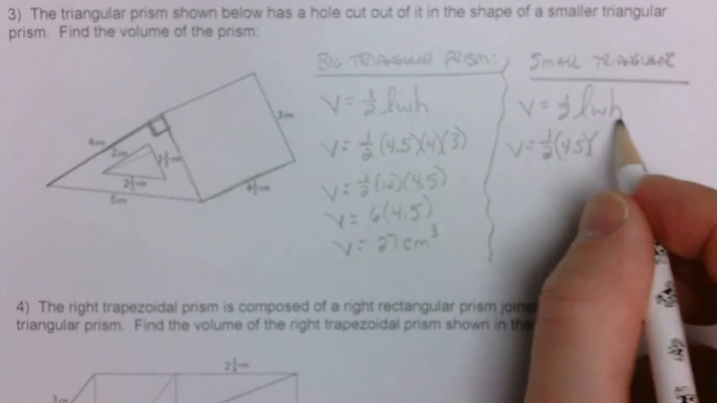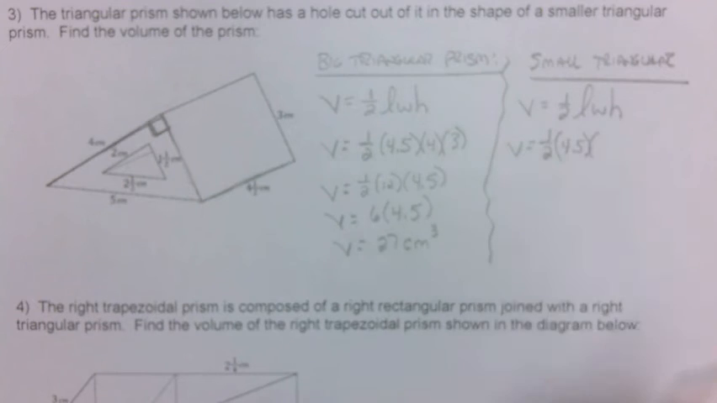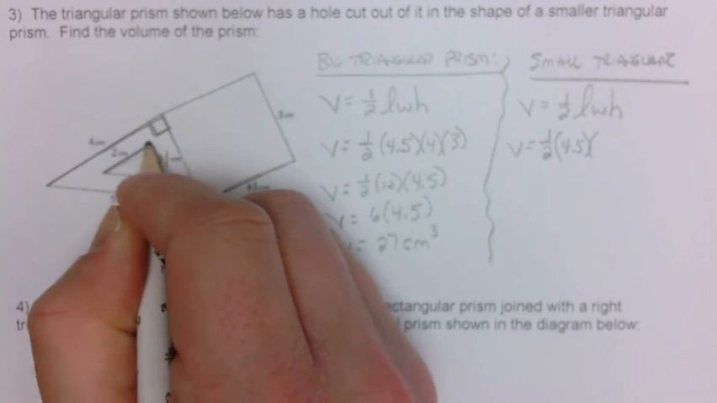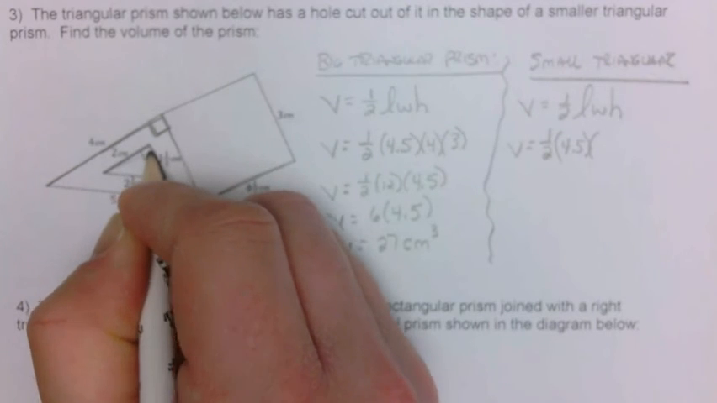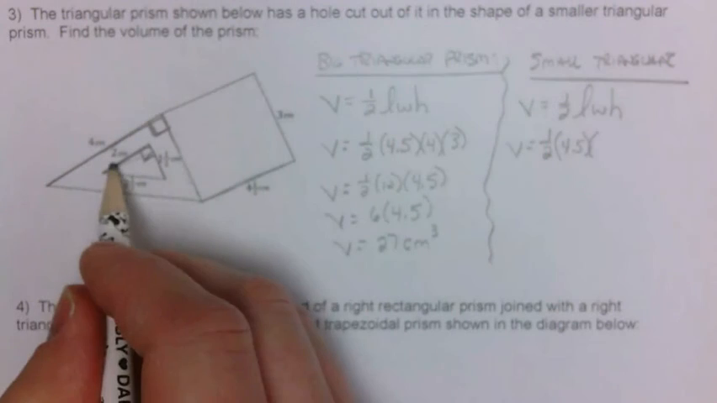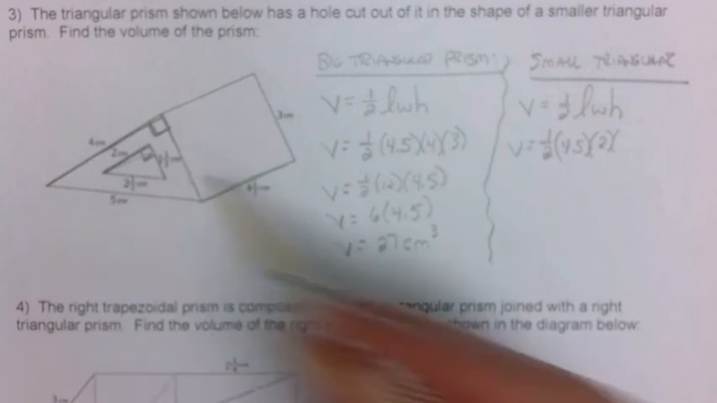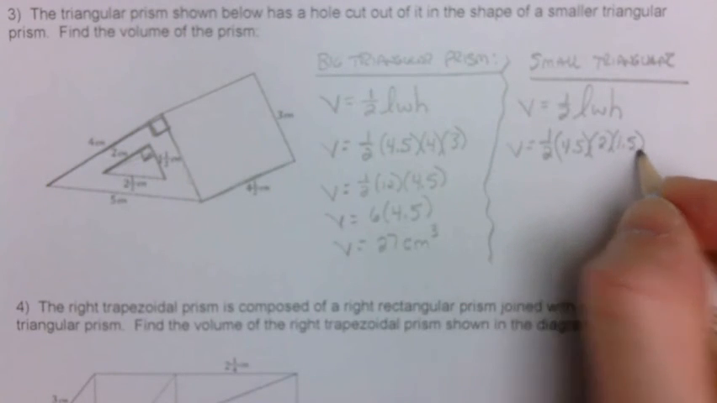For the width and the height, again, I'm looking for where that's perpendicular on the small triangle. And that's here where it's 2 centimeters by 1.5 centimeters. Those are perpendicular to each other. So I can use 2 centimeters for the width, 1.5 centimeters, 1 5/10 centimeters for the height.